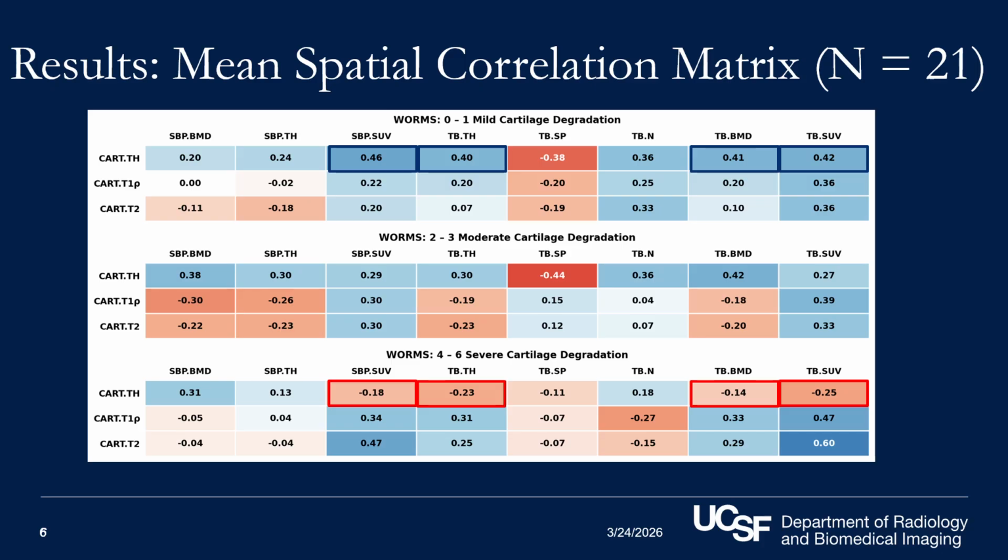From there, we created a mean Spearman R spatial correlation matrix for 21 knees, stratified into 3 different groups by using each knee's WORMS score: mild, moderate, and severe cartilage degradation. Our first observation is that in early disease, trabecular robustness and metabolic activity are positively coupled with cartilage thickness. In severe disease, however, these relationships reverse. Denser trabecular bone correlates with thinner cartilage, consistent with subchondral sclerosis.